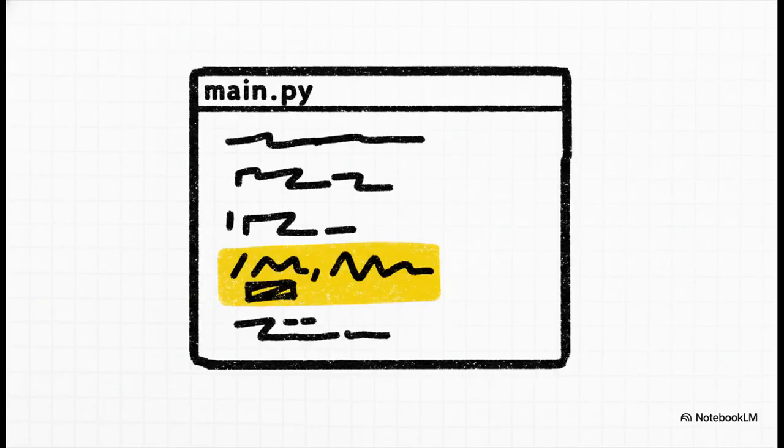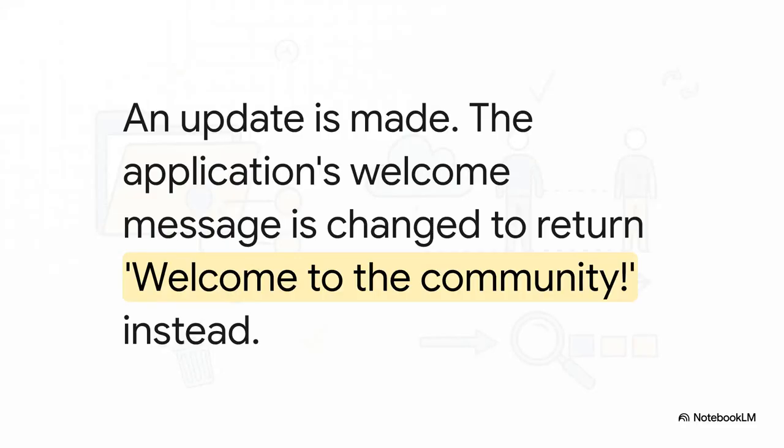Okay, let's make this real. Take a look at this. This is version 1 of a simple Python file, main.py. This is our ground zero, our fresh start. All it does right now is return that classic hello world message. Simple enough, right? All right, fast forward a bit. Somebody's come in and made a change. See? The welcome message is now, welcome to the community. It's a little friendlier.